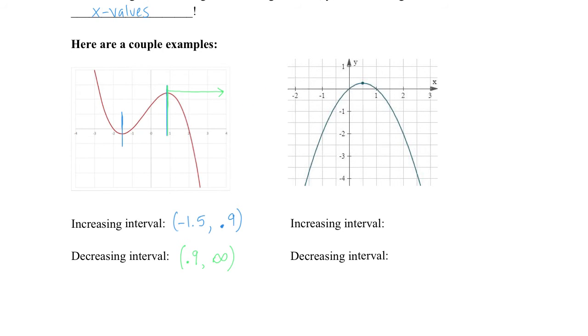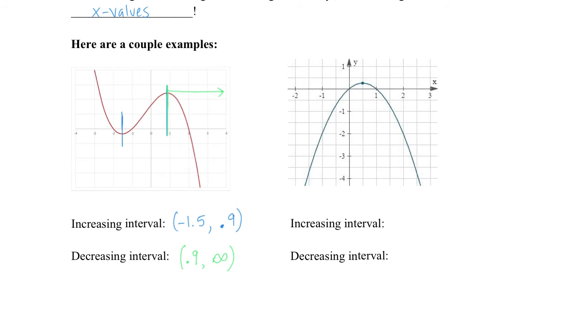Okay, let's try another one. Once again, here's a parabola. This is an upside down parabola. And I want an increasing and decreasing interval. So let's start by tracing the graph. And it looks like I'm increasing for the whole first part of it. And I get to this point and then I'm decreasing. So my increasing interval is on this side.